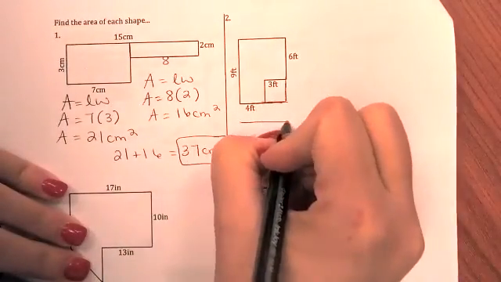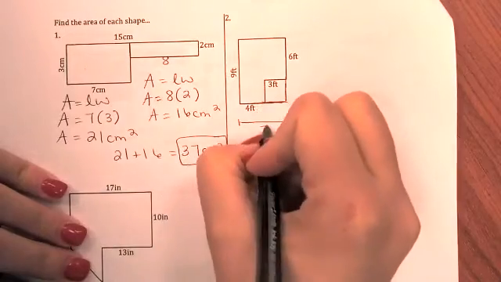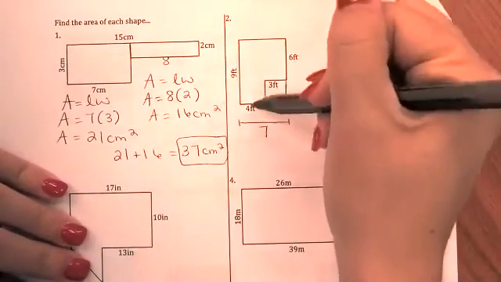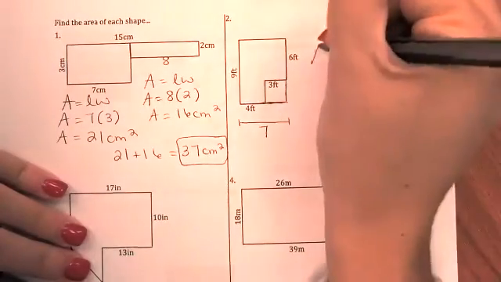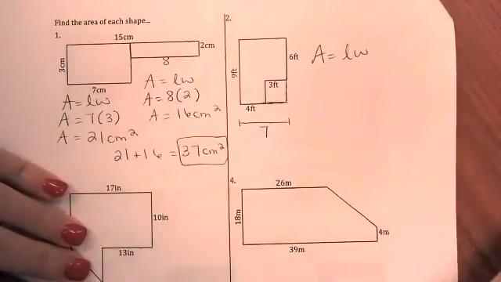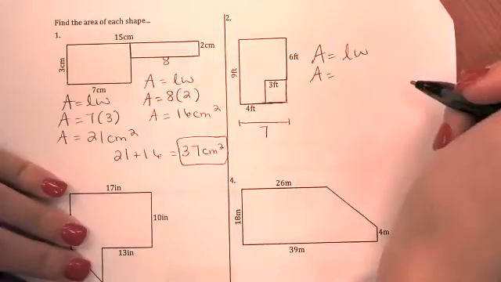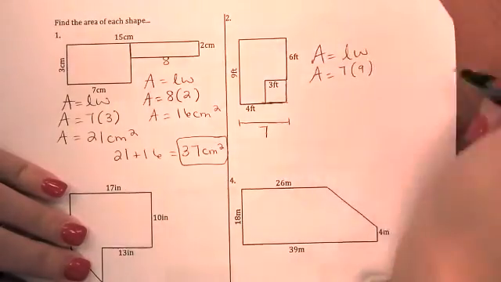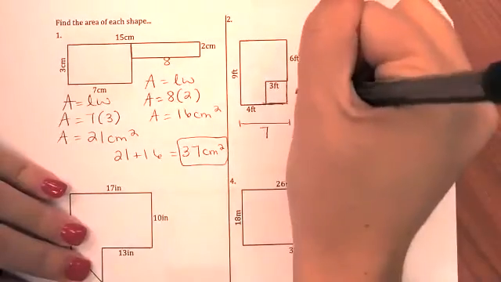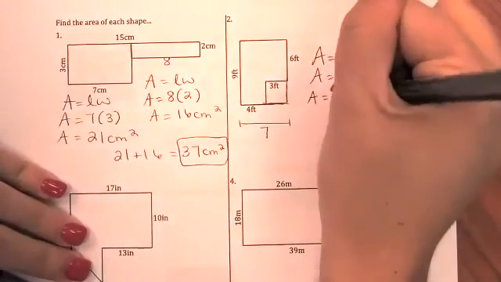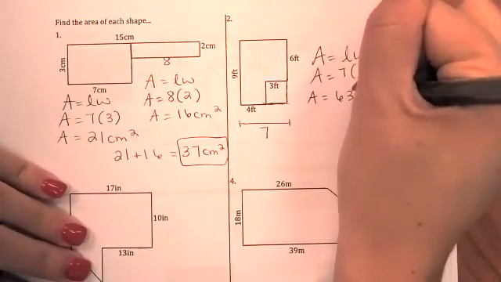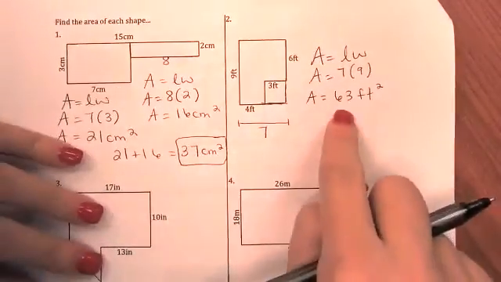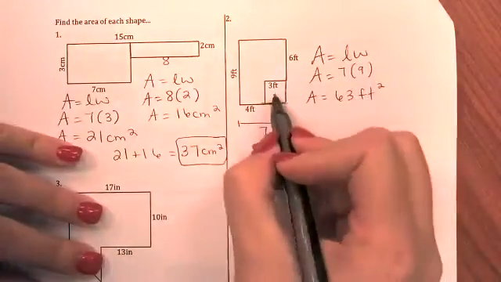Then this side would be 4 plus 3 is 7. So from here to here is 7. And from here to here is 9. So that makes it a nice whole rectangle that we can find the area of. Area equals, the length is 7, the width is 9. And the area is 63 square feet.